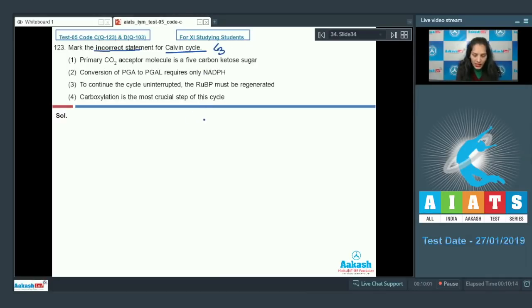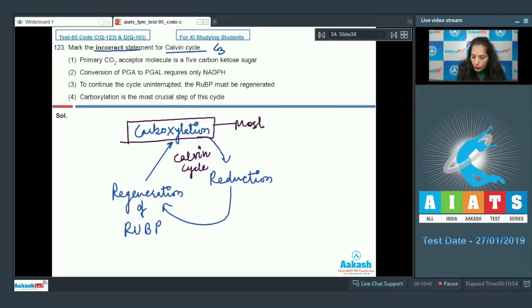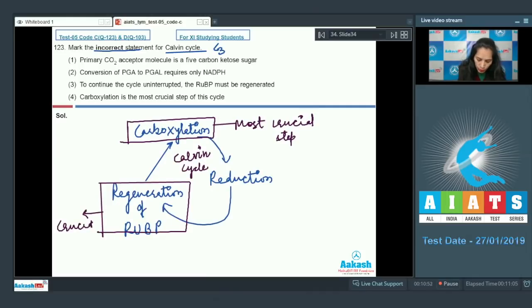In the C3 cycle, which is given in your NCERT, you must remember that there are 3 steps, which are called carboxylation, reduction and regeneration of RUBP. So this is the cycle which is called the Calvin cycle, or the C3 cycle. This carboxylation is the most crucial step of the Calvin cycle, and the regeneration of RUBP is also a crucial step of the cycle.